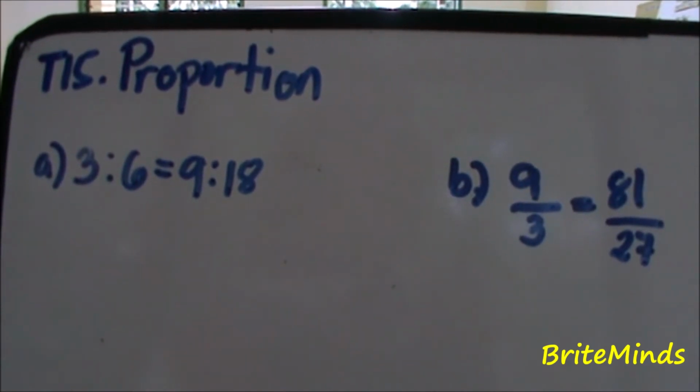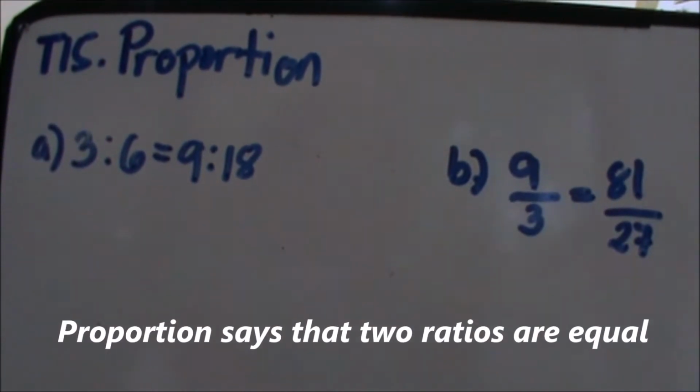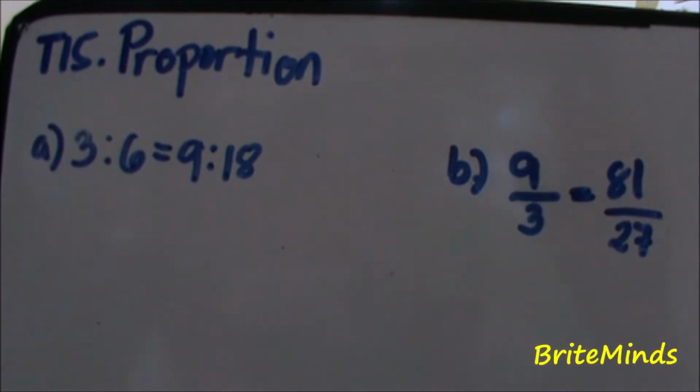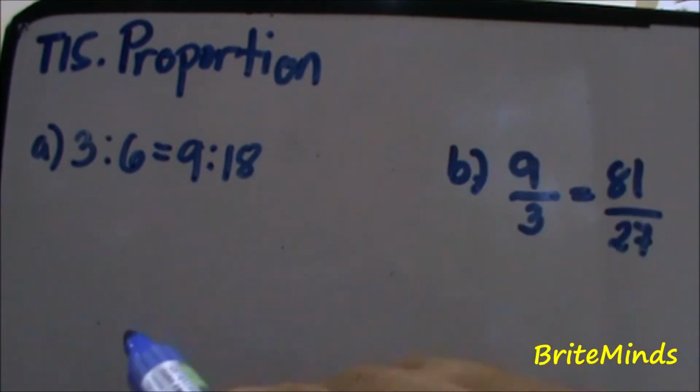Okay, so how do we define proportion? Proportion refers to the equality between ratios. So we have the following proportions, written on the whiteboard.